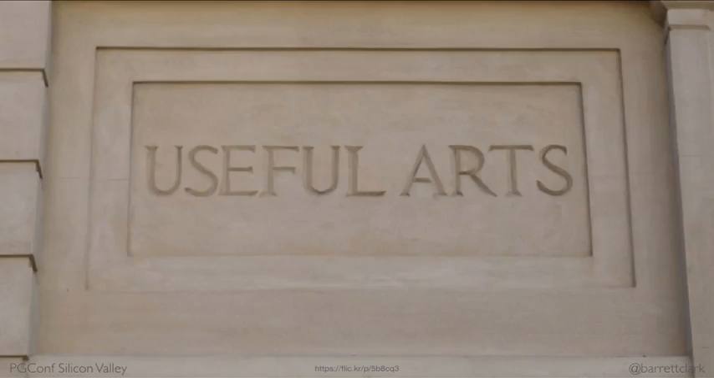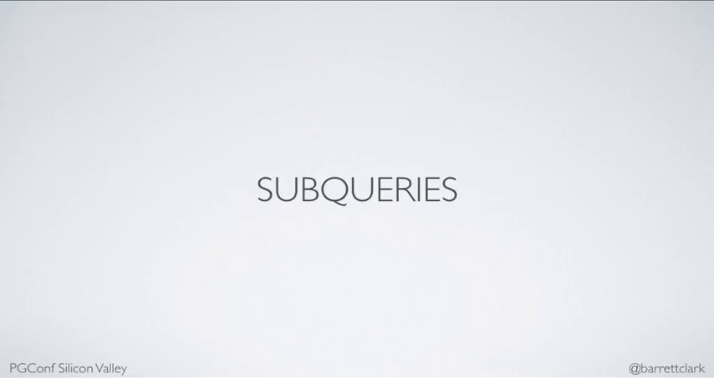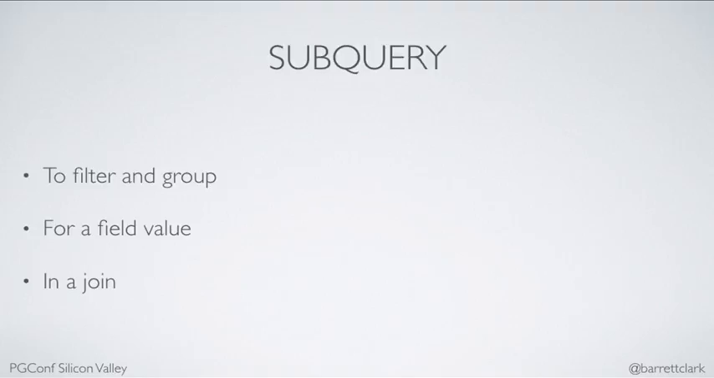All right. So another place where I like to go to raw SQL is subqueries. And these are also a lot of fun. We can use subqueries in Postgres in 3 ways: to filter and group. We can calculate a field value with a subquery. And you can also use a subquery in a join. But today, we're only going to talk about the first 2 bullets. So we're going to filter and group, and then we're going to calculate a field value.